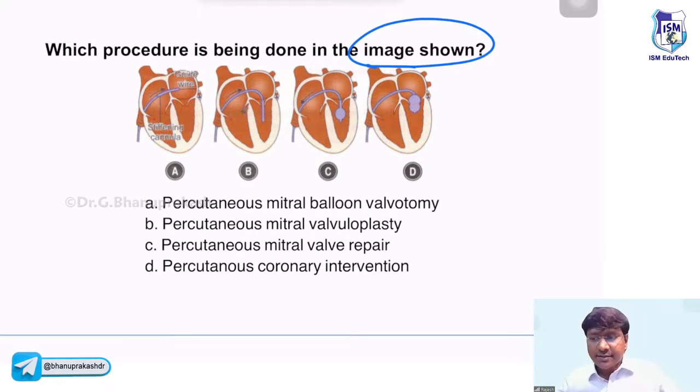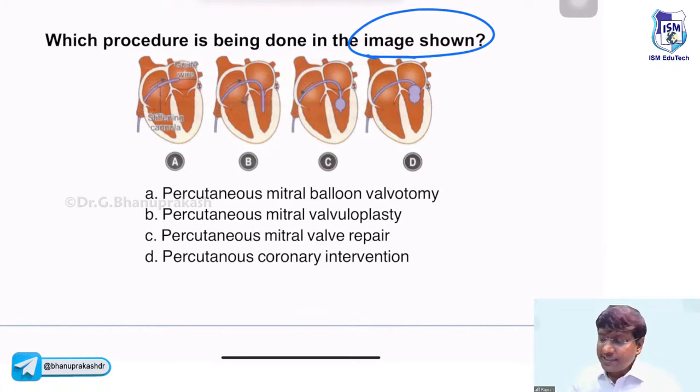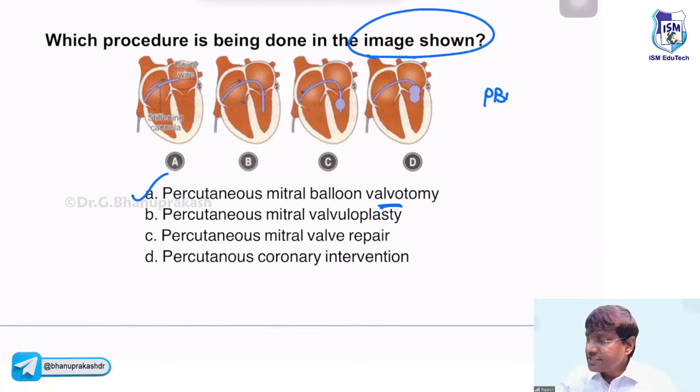The options are percutaneous mitral balloon valvotomy, valvuloplasty, mitral valve repair, coronary intervention. So what do you think it is? The procedure shown is nothing but the valvotomy, that is percutaneous mitral balloon valvotomy, PBMV. The indication for PBMV is if the patient has severe mitral stenosis along with the clinical features, then you need to do the PBMV, all right?